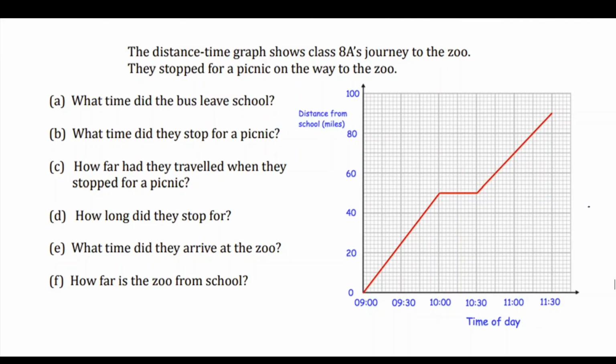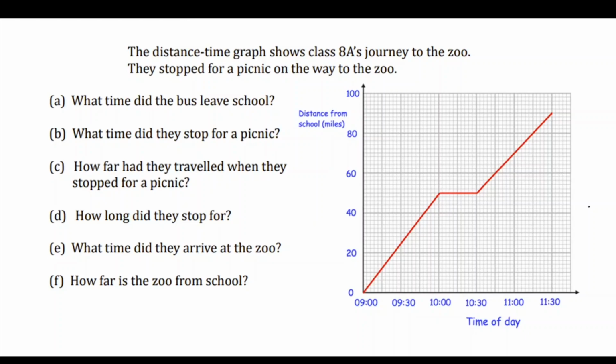In this question, we've been given a distance time graph showing a class's journey to the zoo. They stopped at a point for a picnic, and we need to be able to interpret what's happening in the graph. Firstly, we're asked, what time did the bus leave the school?